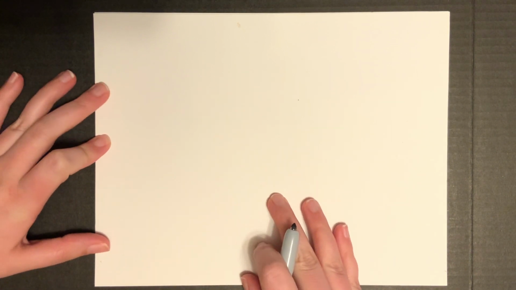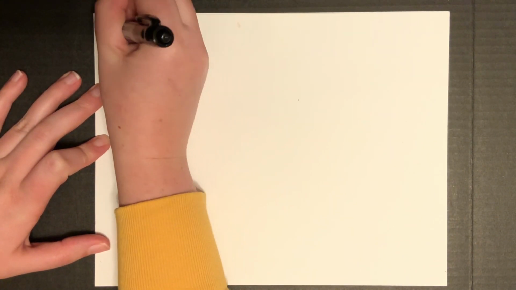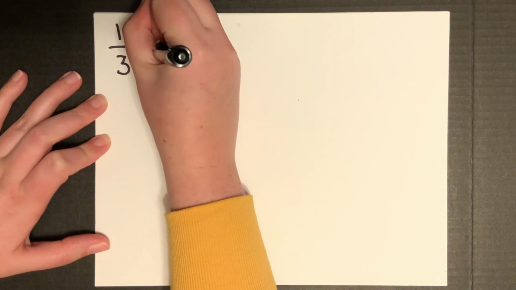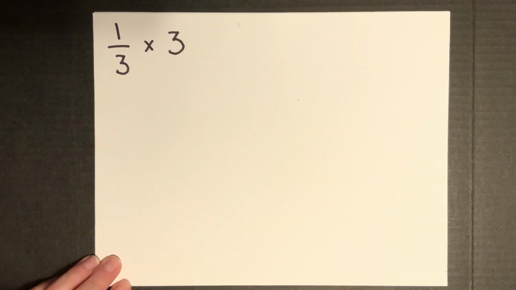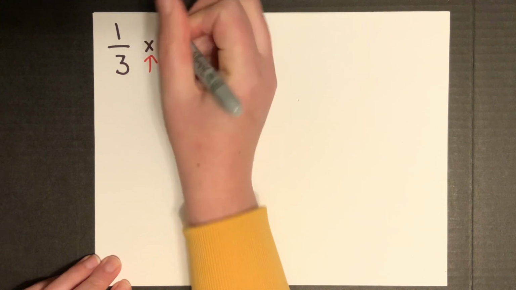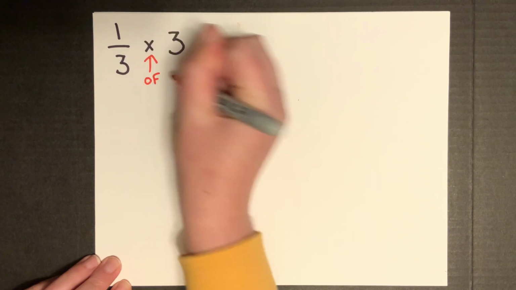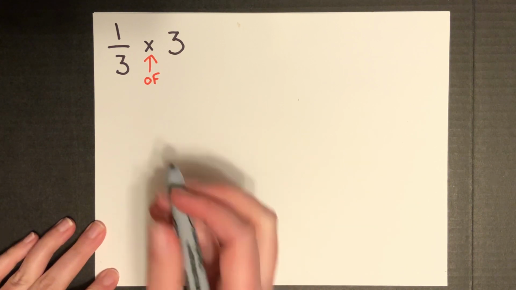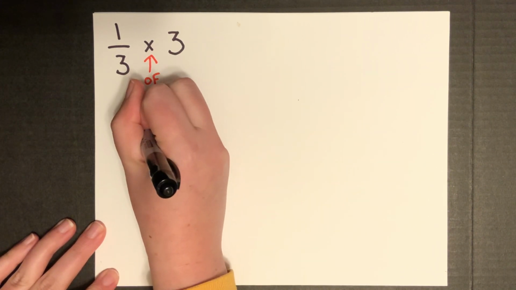As we often do, we're going to start with an easy problem. So our first problem is going to be what is 1/3, and we're going to multiply 1/3 by 3. We can also think about this multiplication sign as "of." So this is the same as saying, what is 1/3 of 3? So to model this, we are going to draw 3 bar models to show the number 3.